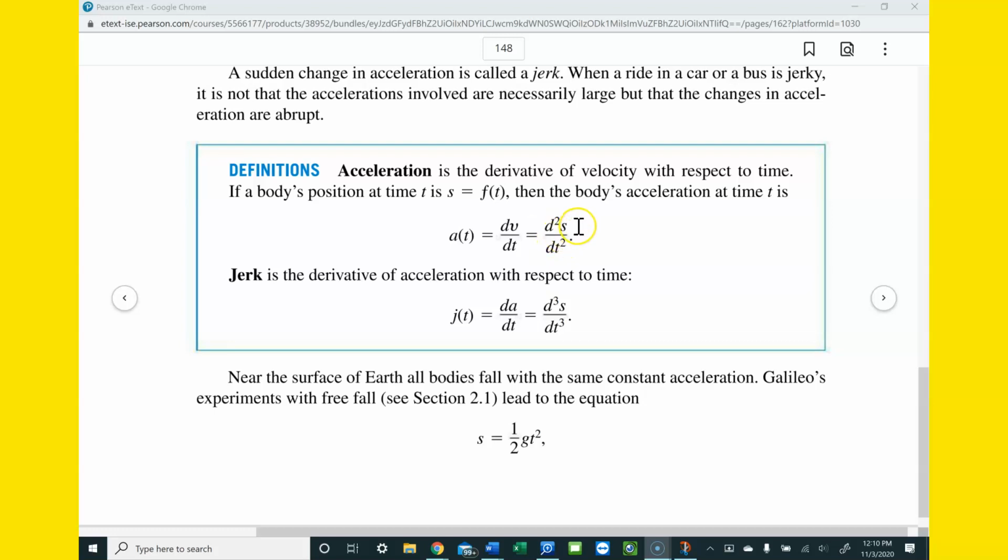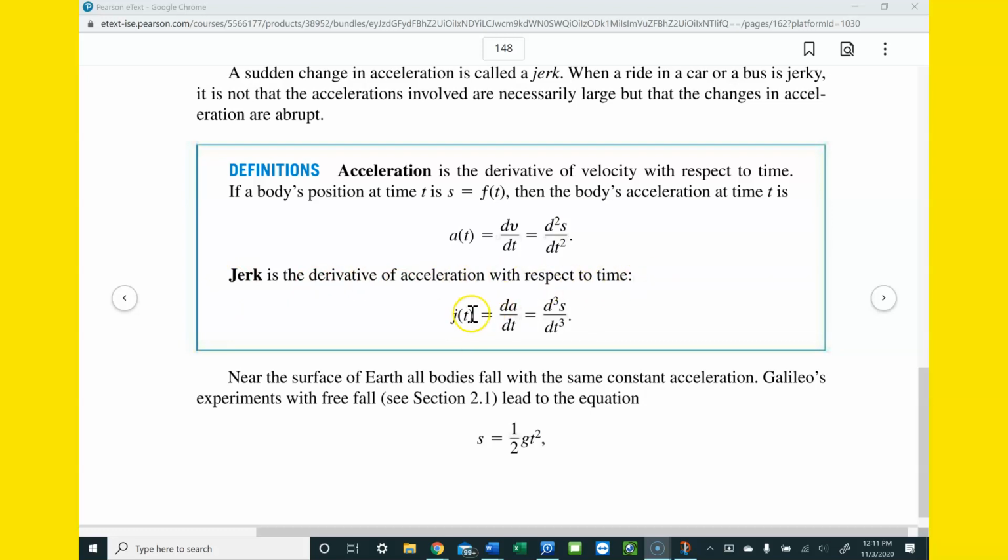The derivative of position is velocity. The second derivative of position is acceleration. Or you could say the derivative of velocity is acceleration. Okay, hope all that made sense. The jerk is the derivative of acceleration.